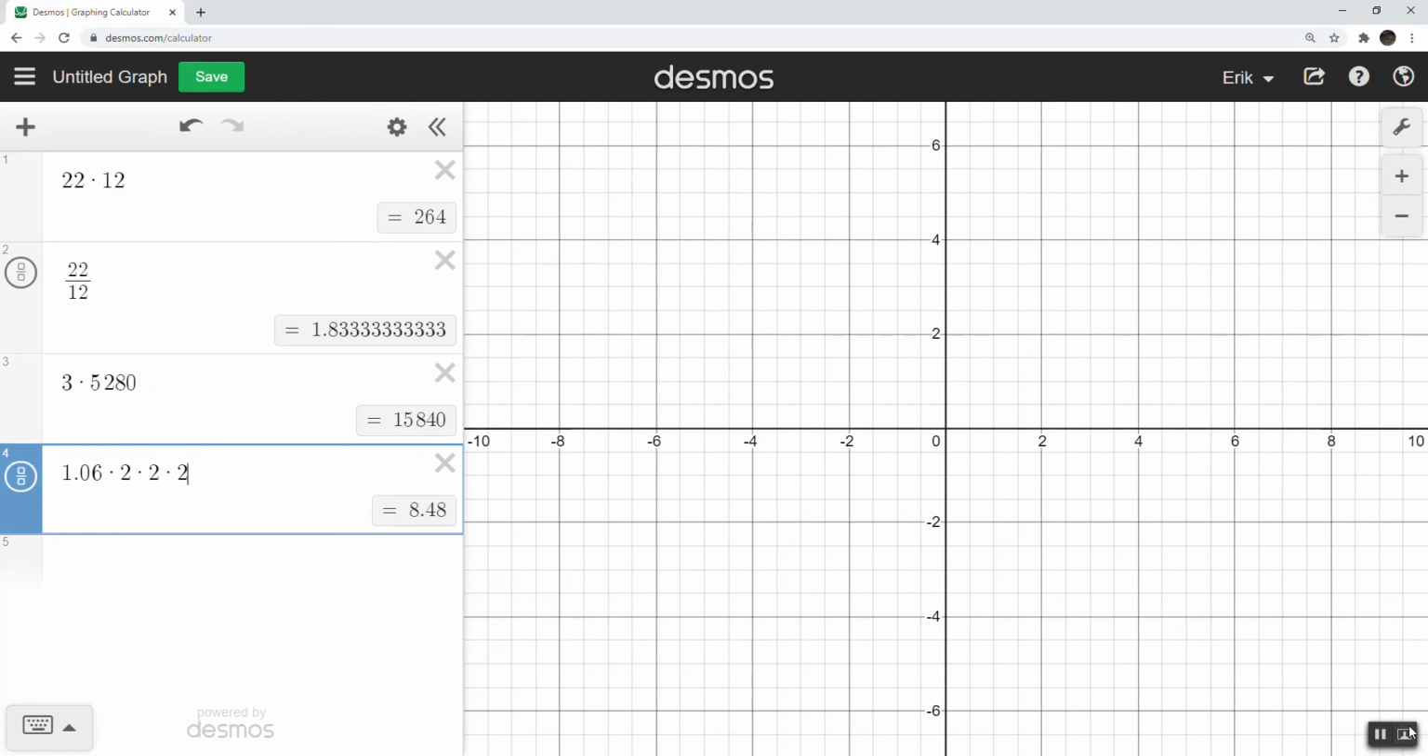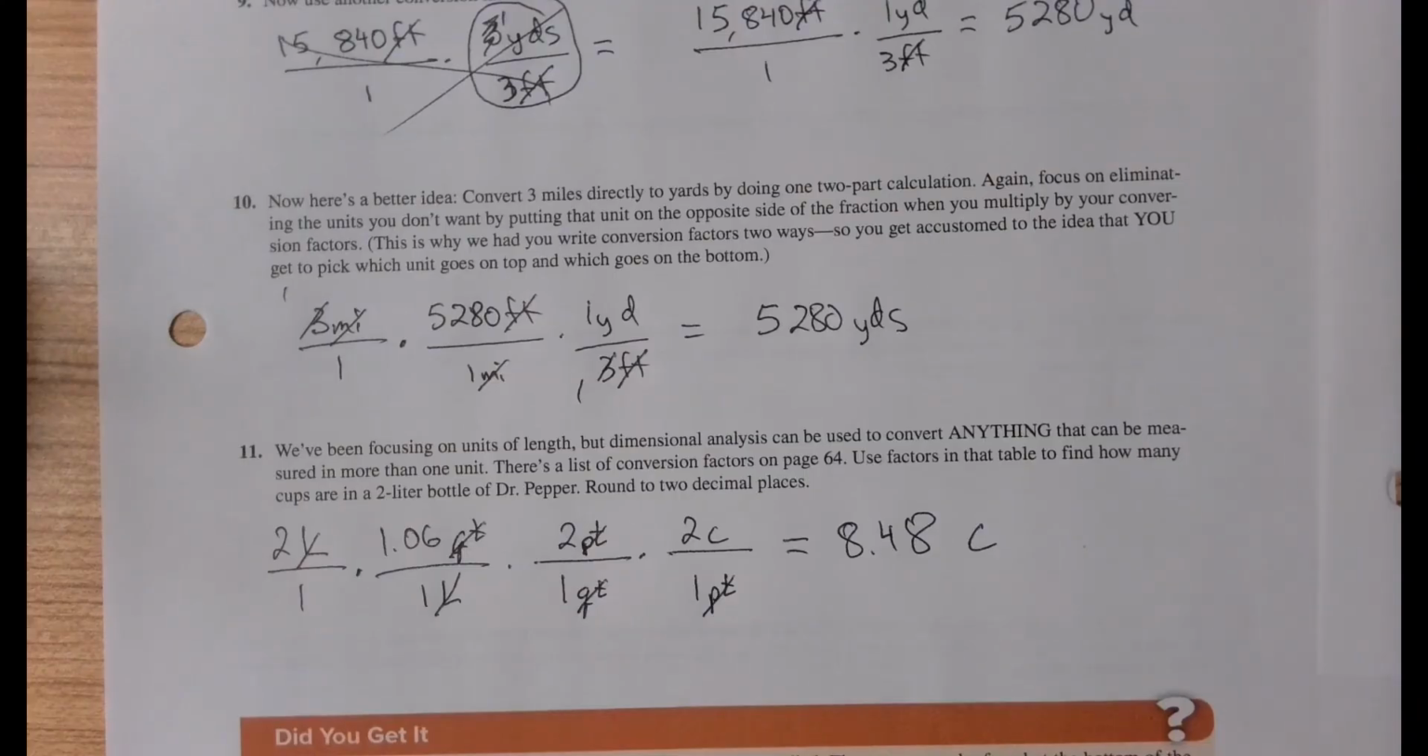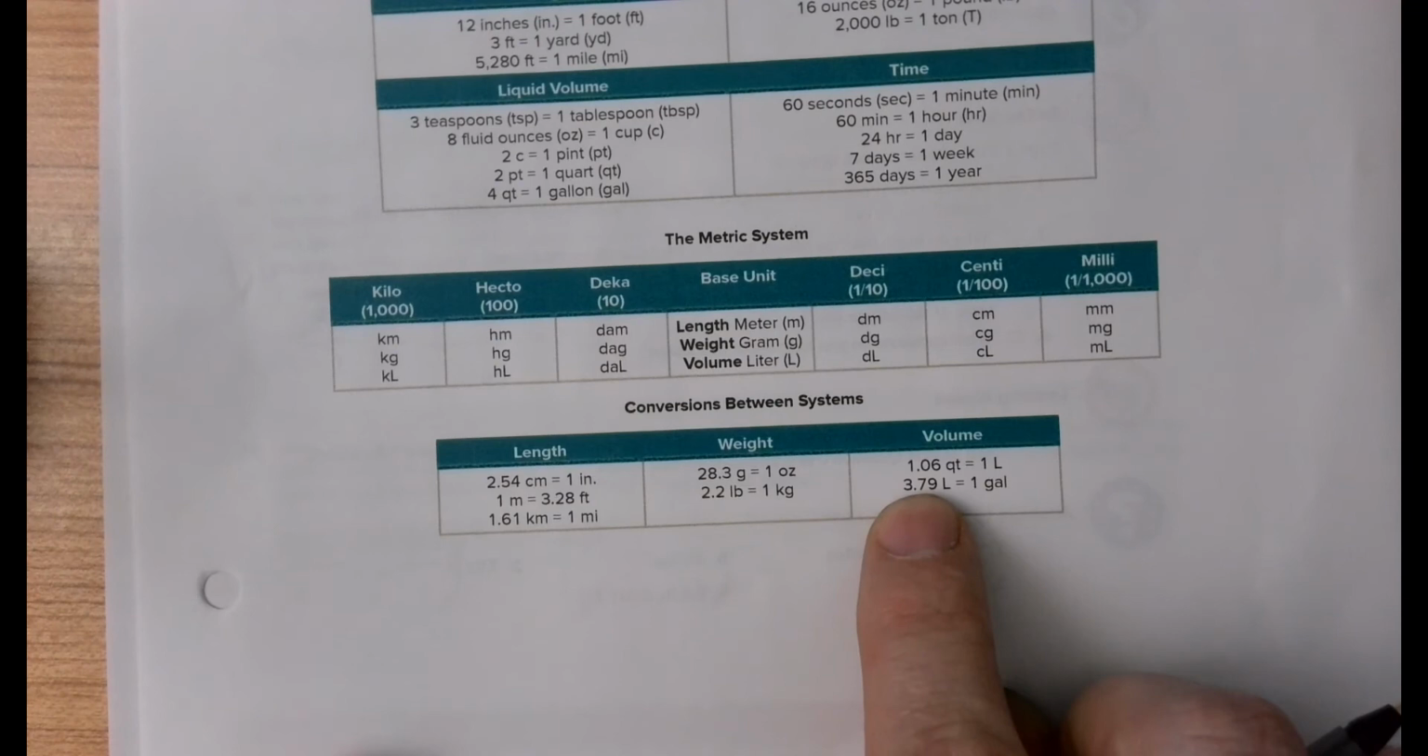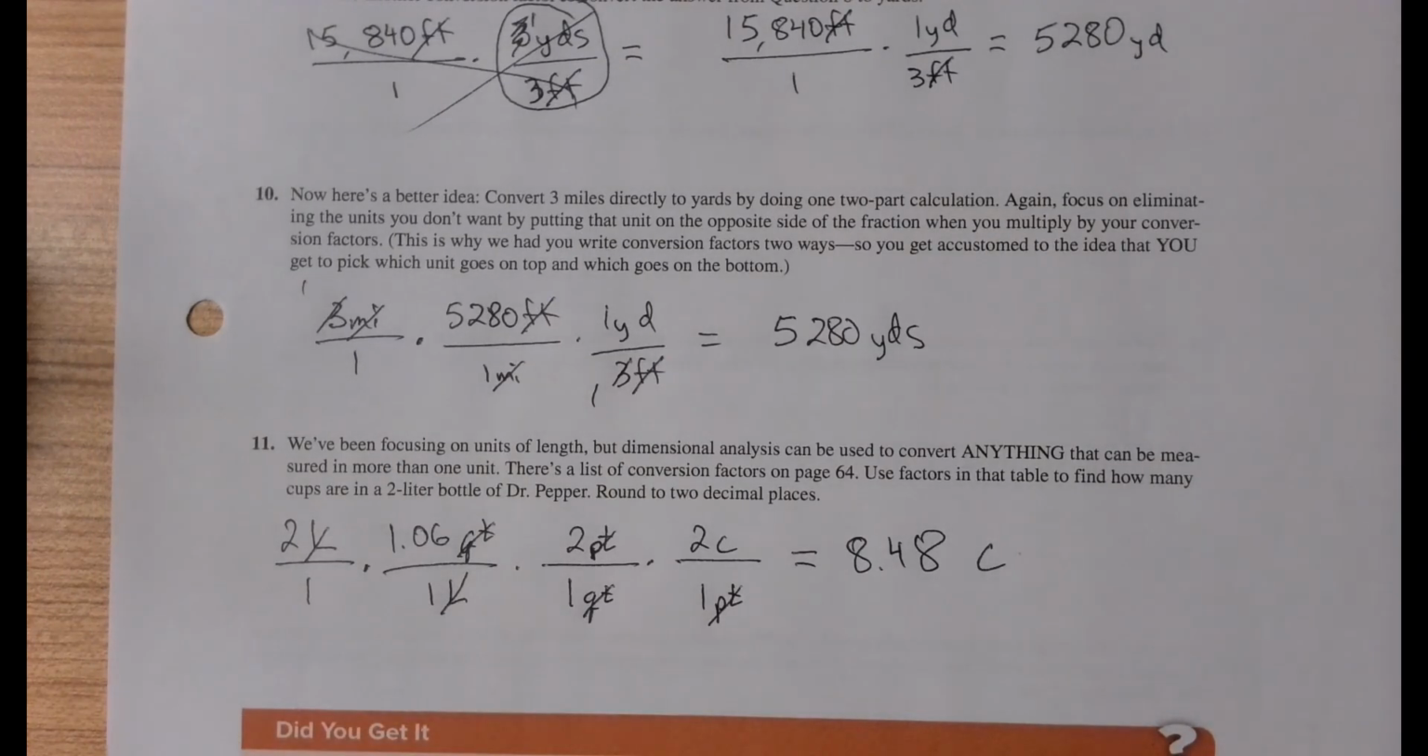Word of caution, if you use the gallon conversion factor, the 3.79 liters equals 1 gallon, you'll get a similar answer, one that's very close but slightly different. The reason is the 1.06 quarts and the 3.79 liters, those are both rounded values. So based on the number of digits you round it to, that's how precise, how close these results will be.